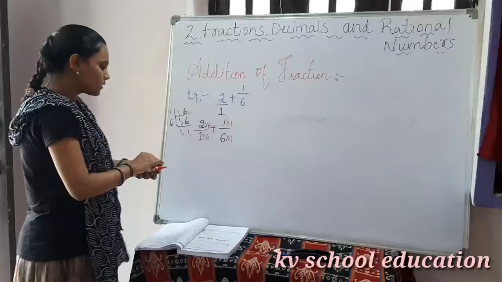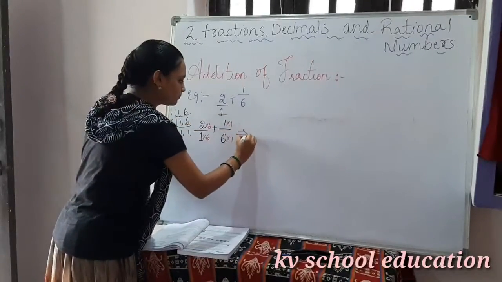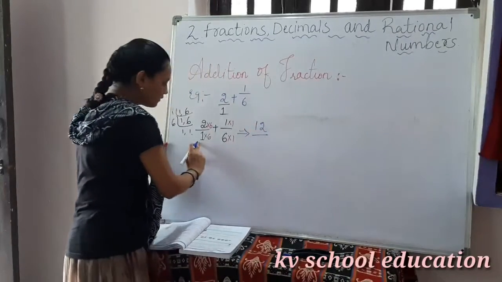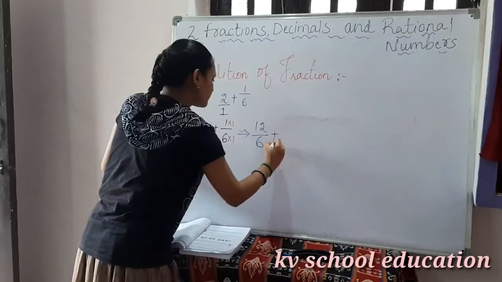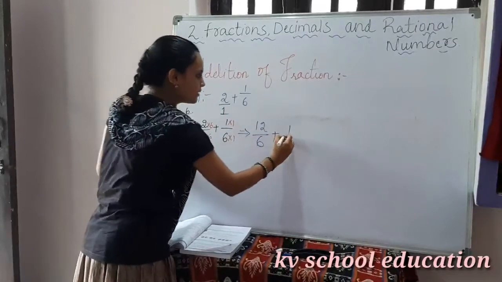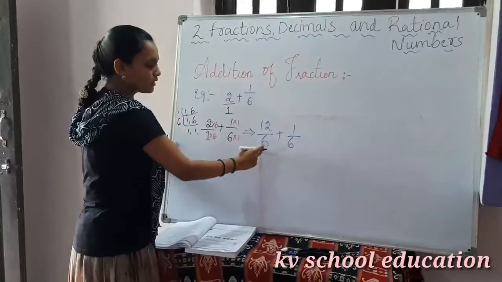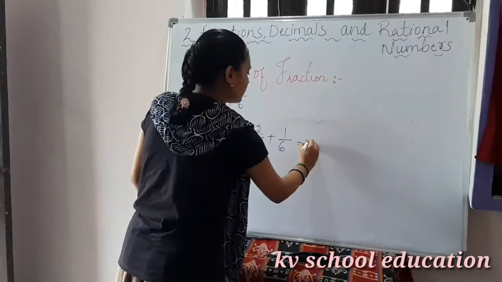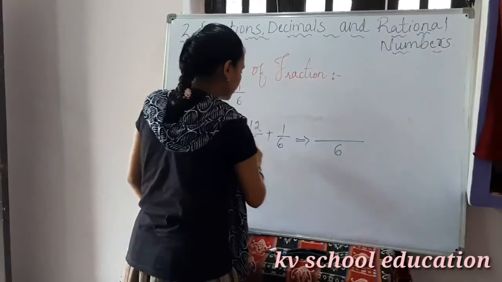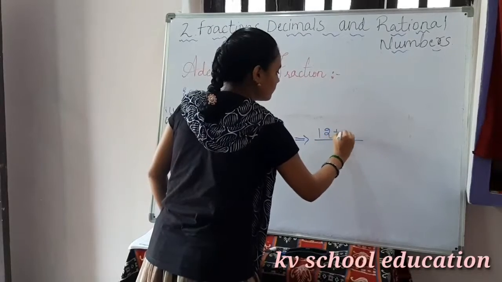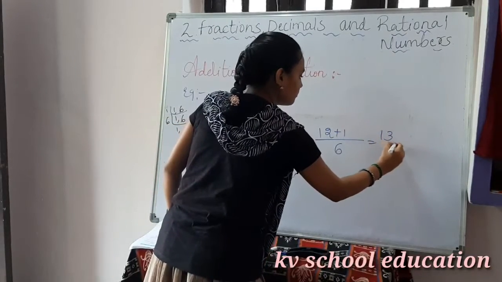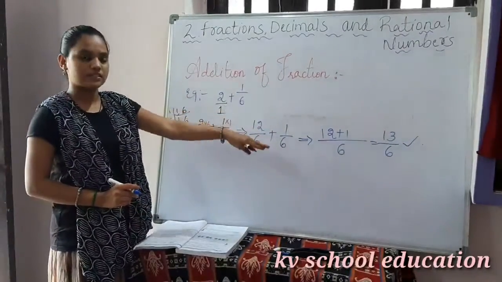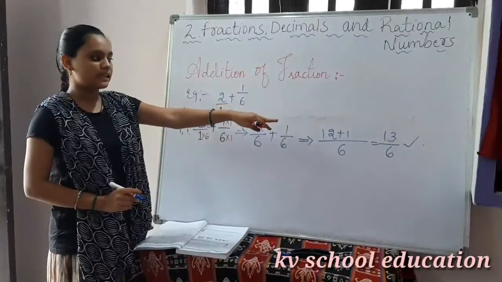Now we'll see the solution. 6 twos are 12 by 6 sixes are 6 plus 1 ones are 1 by 6 ones are 6. Now it is a like fraction, so we can add easily. We take the whole denominator 6, and 12 plus 1 is 13 by 6. So the addition of a fraction and a whole number, 2 plus 1 by 6, the answer is 13 by 6.